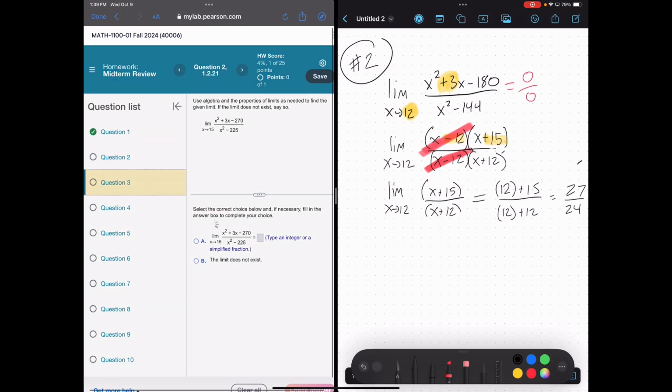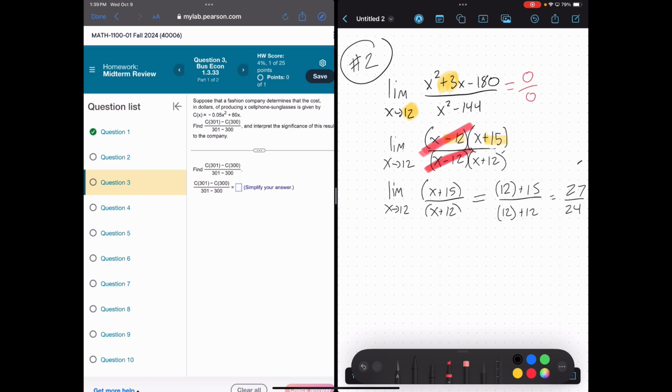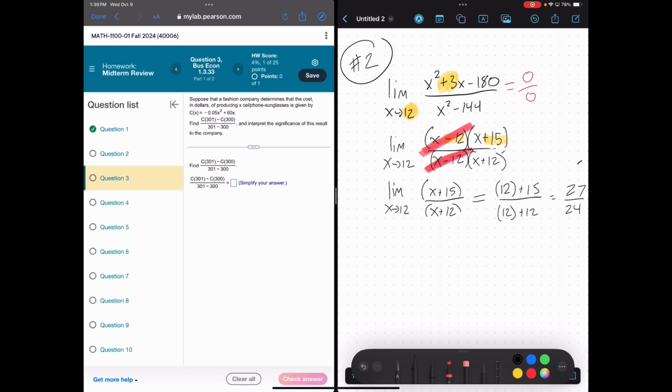Okay. Question 3. So suppose a fashion company determines that the cost in dollars of producing x cell phone sunglasses is given by this cost function, negative 0.05x squared plus 60x. And then it asks me to find C of 301 minus C of 300 over 301 minus 300.